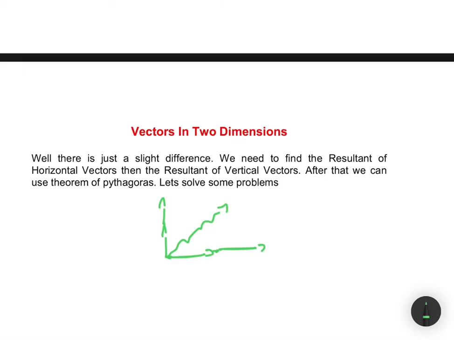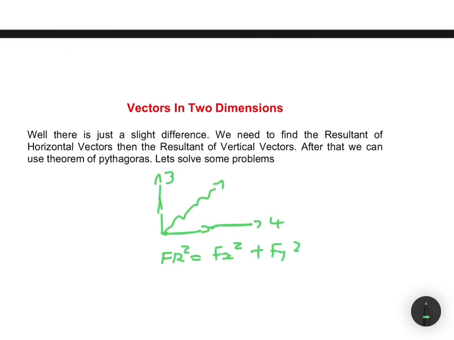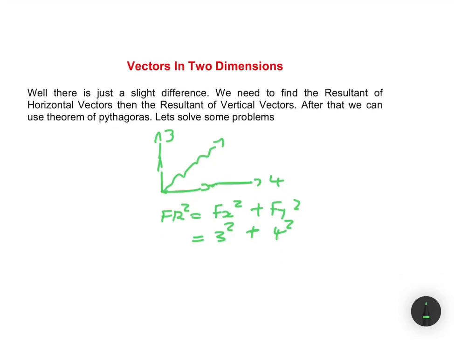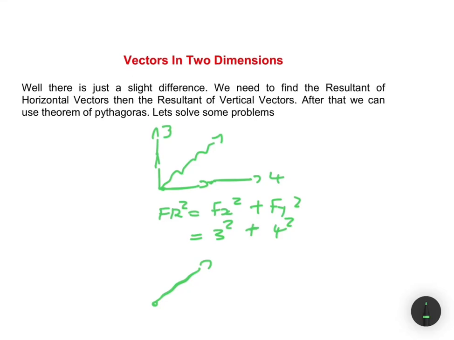So let's say, for instance, we have 4 here and here we have 3, and we want to find the resultant vector. We're just going to use the theorem of Pythagoras. So FR squared, if we're talking about forces, will be Fx squared plus Fy squared. So this will be 3 squared plus 4 squared, right? So you solve the problem like this, right? And then if we take it a step forward, I can give you a vector at an angle, right?